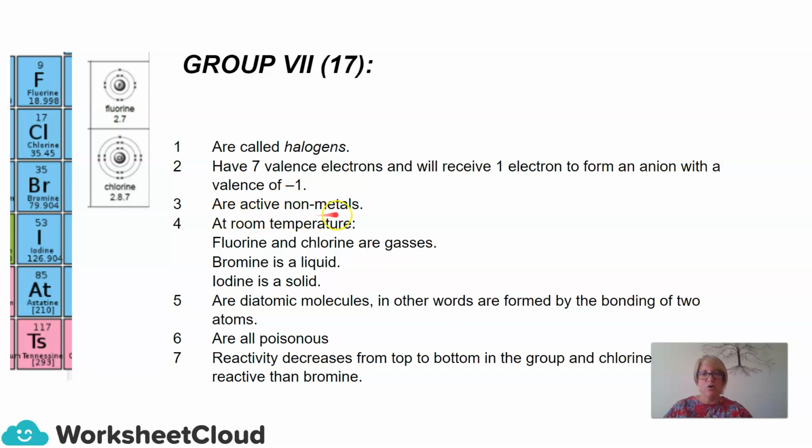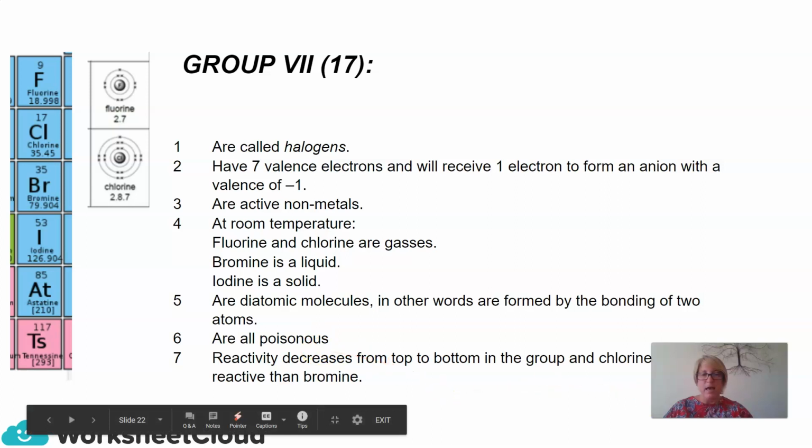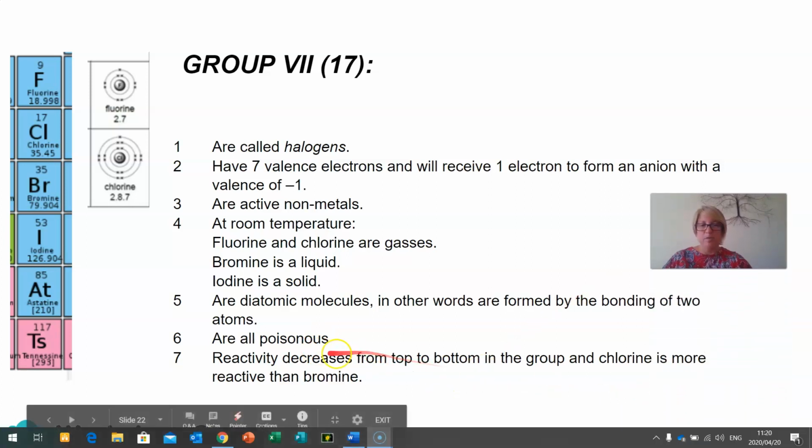They are active nonmetals. At room temperature, fluorine and chlorine are gases. Bromine is a liquid, and iodine is a solid. They are all diatomic molecules. In other words, they are formed by the bonding of 2 atoms. They are all very poisonous, and the reactivity decreases from top to bottom in the group. So chlorine is more reactive than bromine.